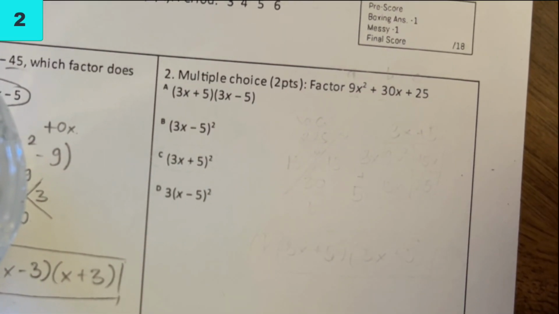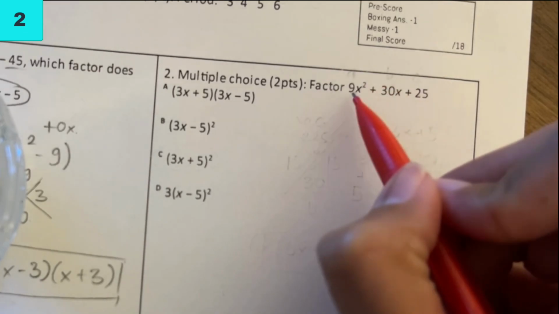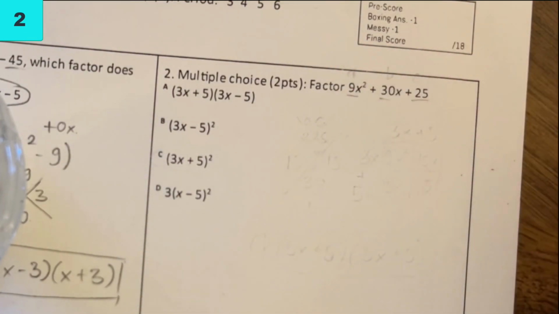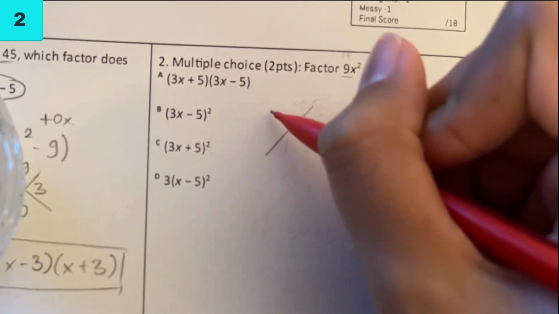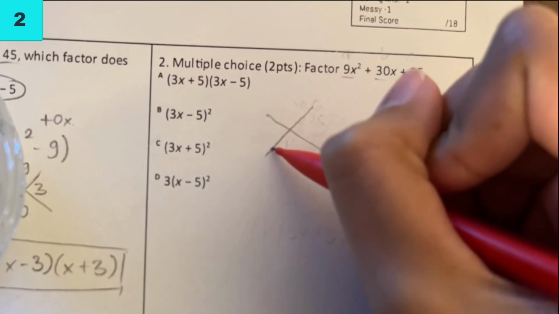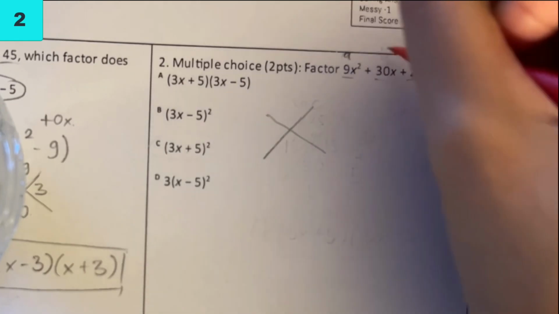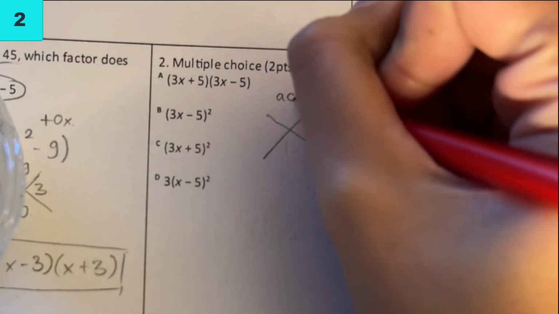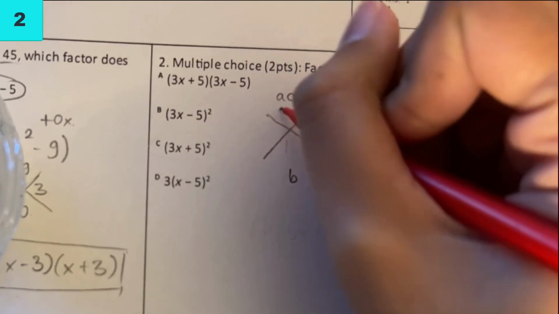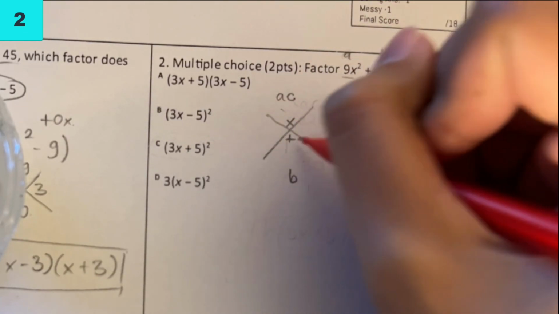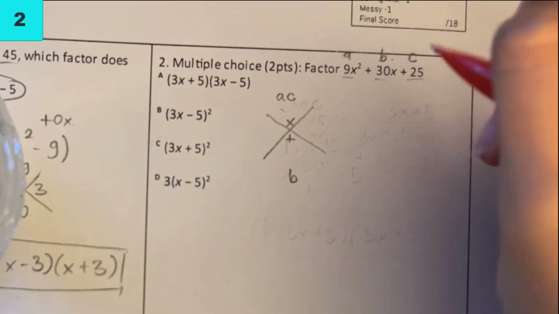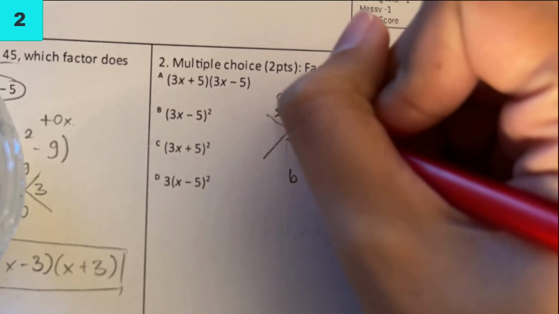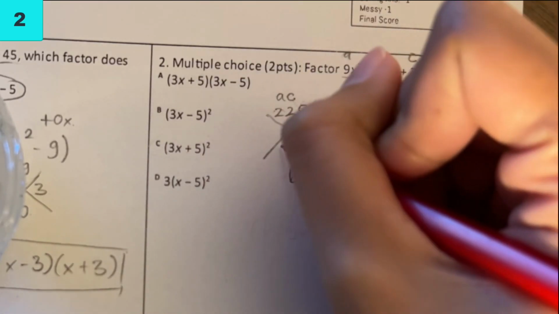Question number 2 is factor. So we have 3 terms, so we can use the X box. A is 9, B is 30, and C is 25. We have A times C and B in here. A times C is 225. And B is 30.